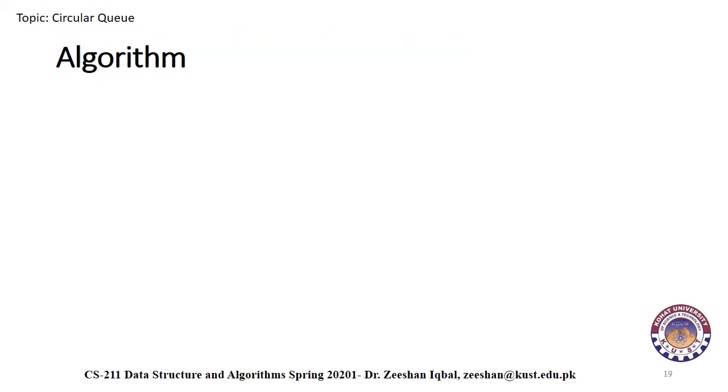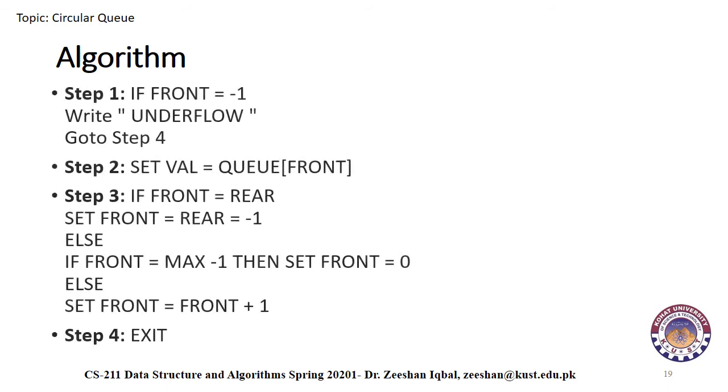The pseudocode for the deletion algorithm for the circular queue is as follows. In step 1, we check for underflow. If front is equal to -1, it implies that there are no values in the queue and this will be treated as an underflow condition. The algorithm will write underflow and will move to step 4 by exiting.